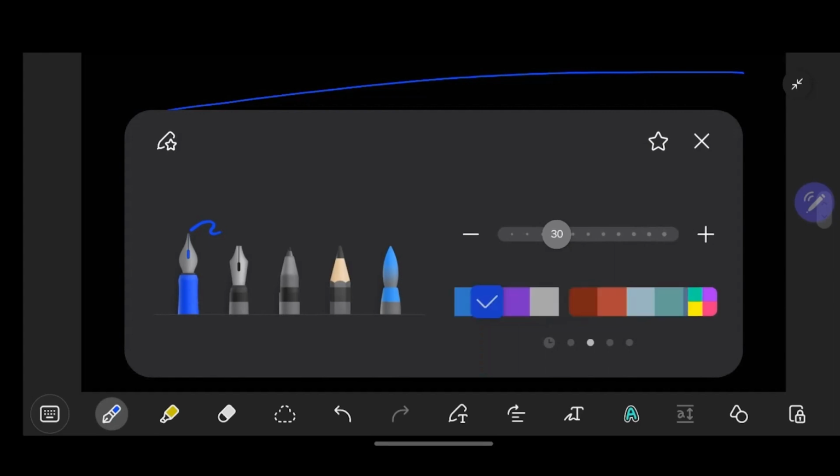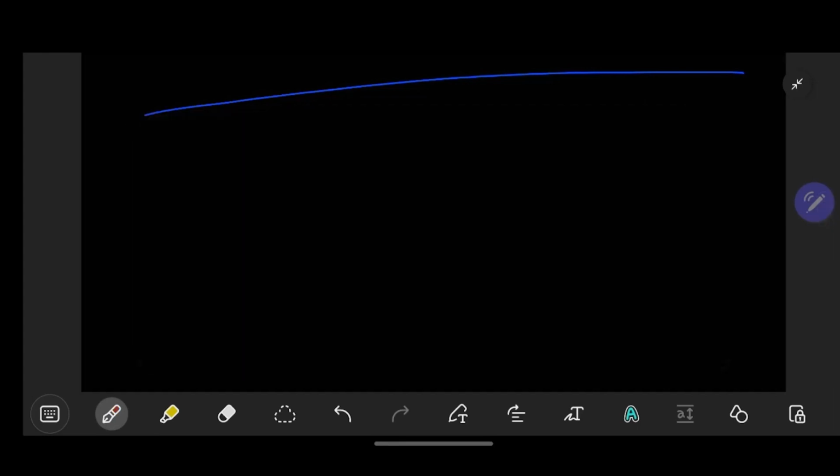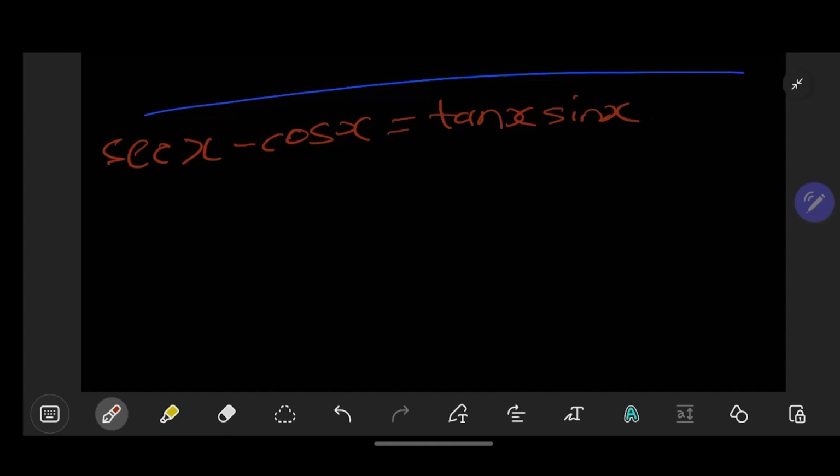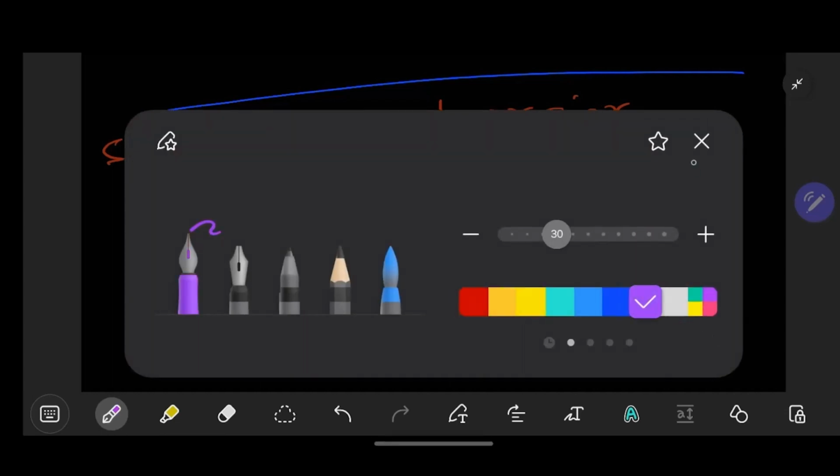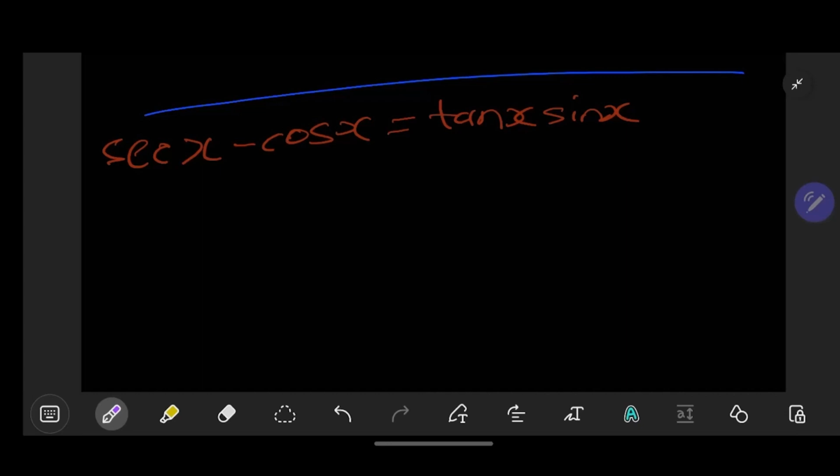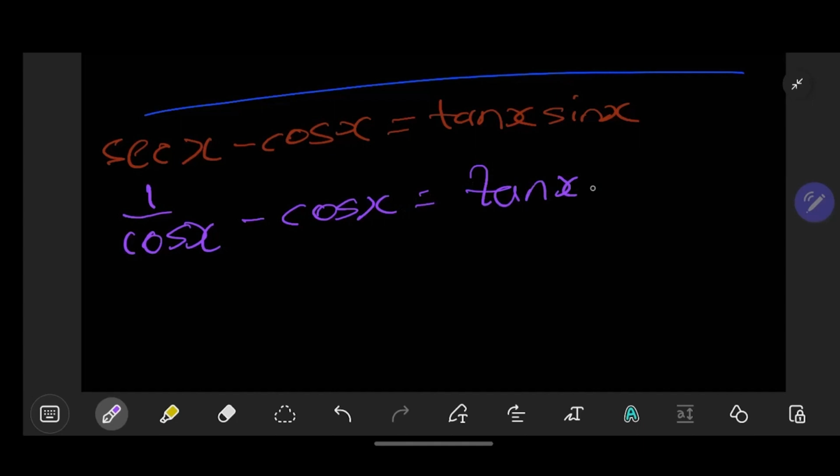Maybe choose another color. Let's choose this color, the maroon. Let's say we have sec of x minus cos of x, and we say that that's equal to tan of x sine of x. Now I'm going to choose the left hand side. Let's solve this. If I choose the left hand side, we know that sec of x can be rewritten as 1 over cos of x minus cos of x, and I need to show that that's equal to tan of x sine of x.